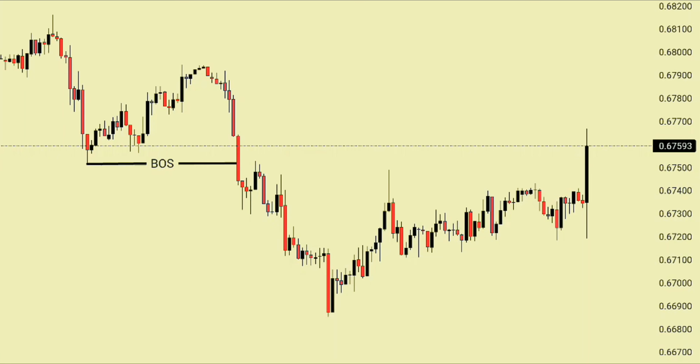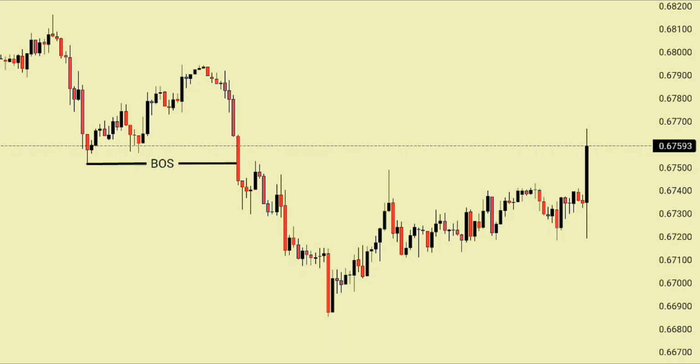market is shifting. This break shows that institutional traders are no longer supporting higher prices and are now preparing for a downward move. This moment is extremely important because a break of structure is usually the first sign that the market wants to rebalance inefficiencies and target liquidity below.